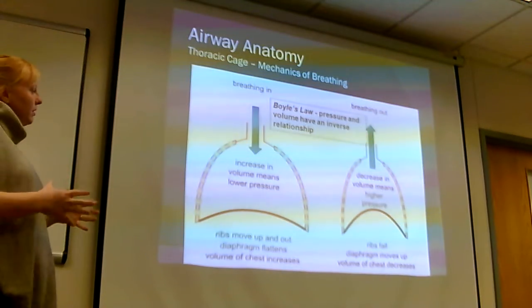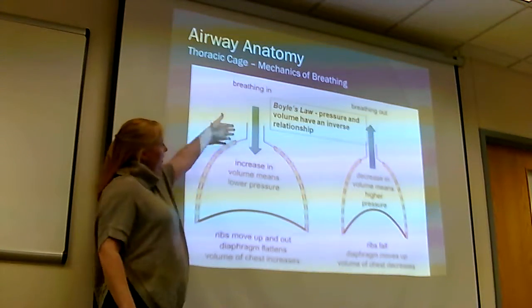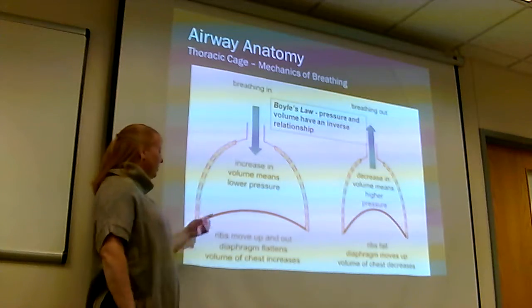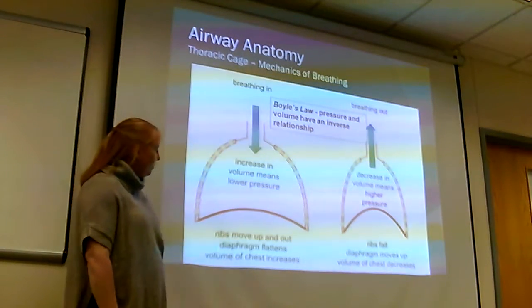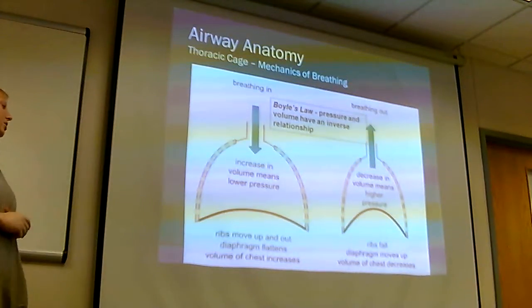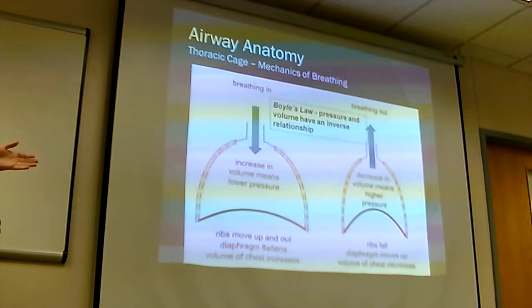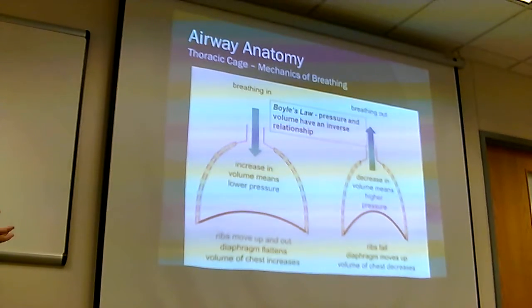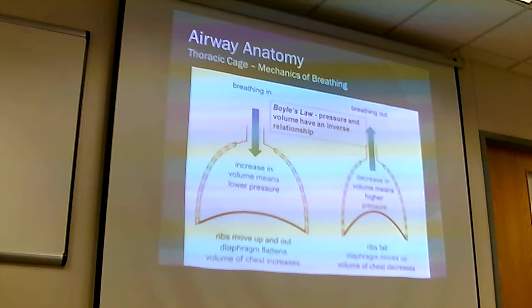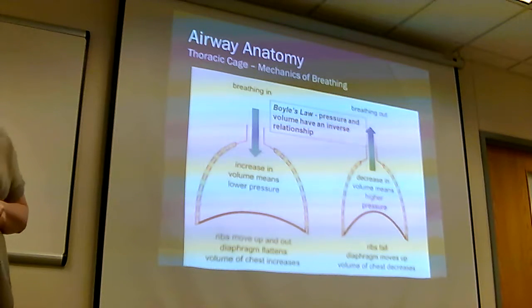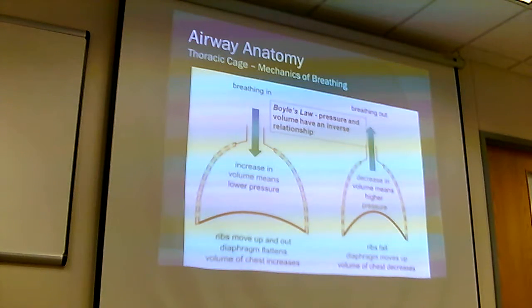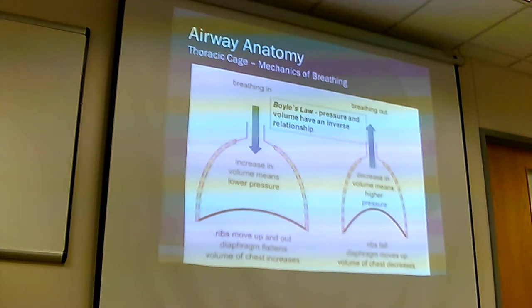Basically, when the pressure drops in your thoracic cavity, the volume's going to increase because it's sucked air down into your lungs. The ribs move up and out, the diaphragm flattens, and the chest volume increases. And then the opposite happens, the volume decreases as the pressure gets higher intrathoracically. Your ribs fall, your diaphragm moves up, and it pushes the air out, decreasing the volume in your chest. So Boyle's law is a physical law. I'm not sure if they talk about that in your book or not, but it's the physical law that describes inspiration and expiration.